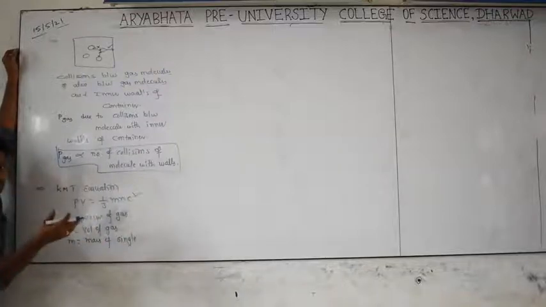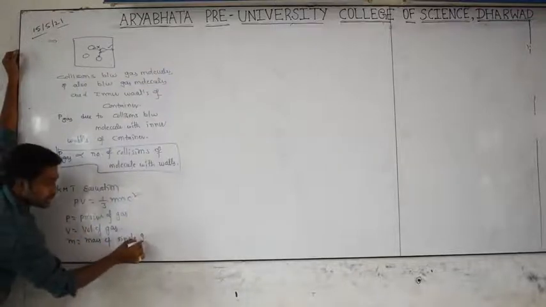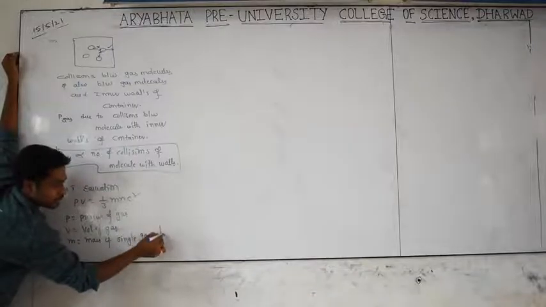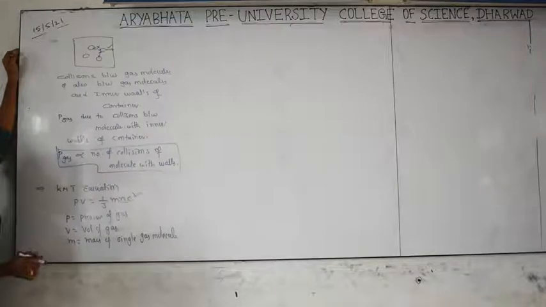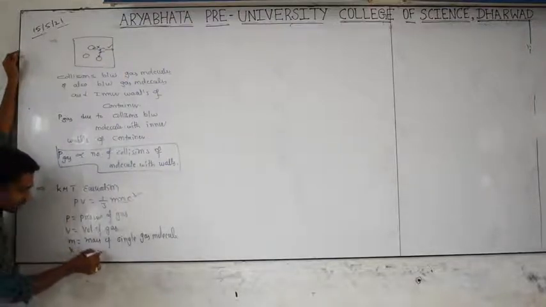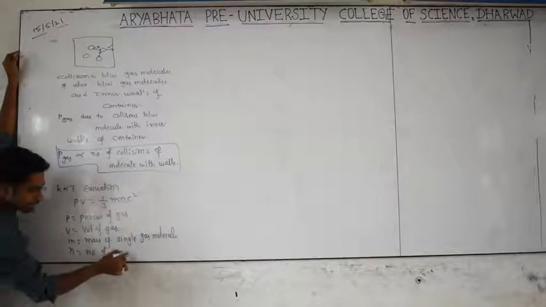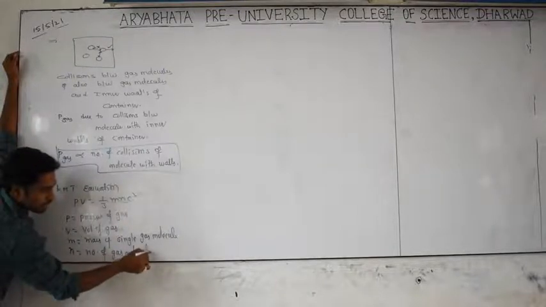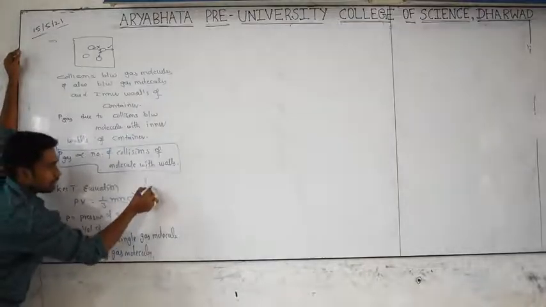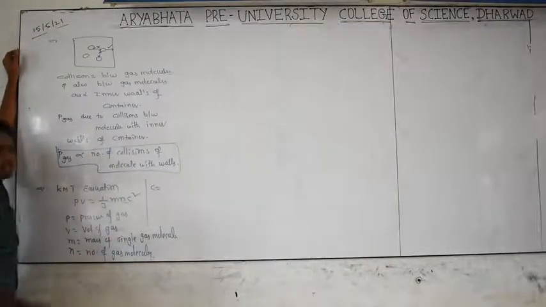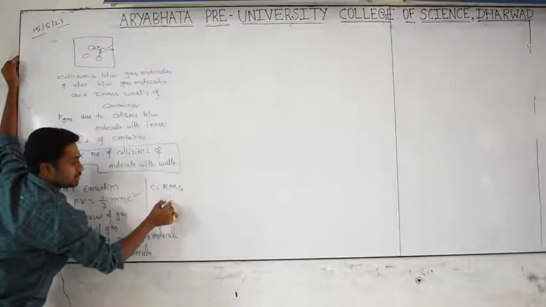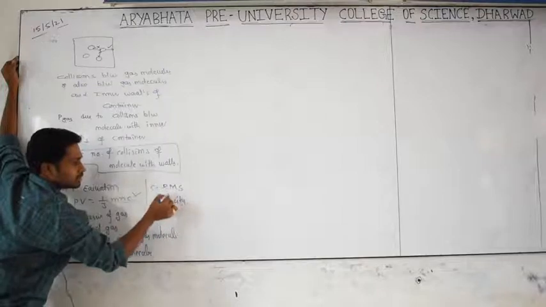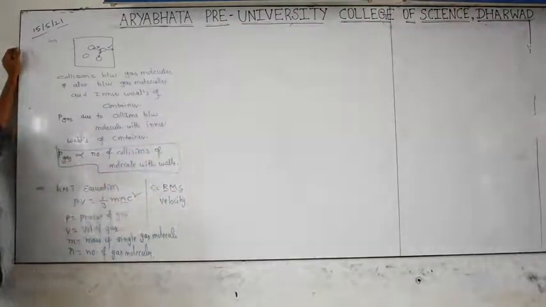Generally we expect the mass of the gas, but no, it is the mass of a single gas molecule. n, you may expect the number of moles, but no, in KMT n refers to the number of gas molecules. Sir, what is the meaning of c? c means speed, which is called the RMS velocity. What is the meaning of RMS velocity? I will explain briefly later. Don't worry about that.